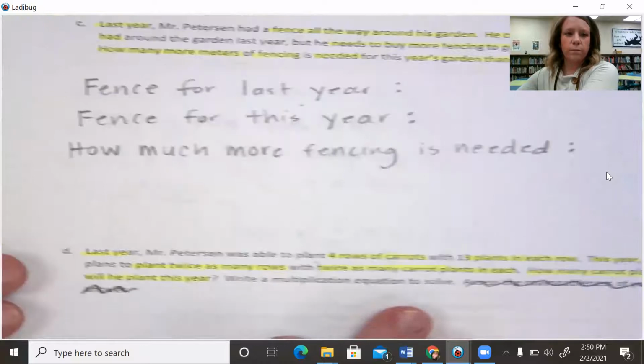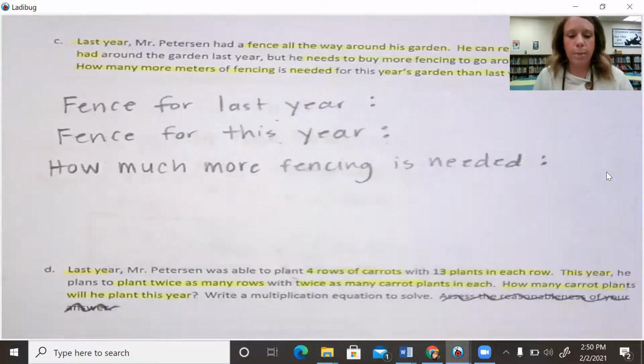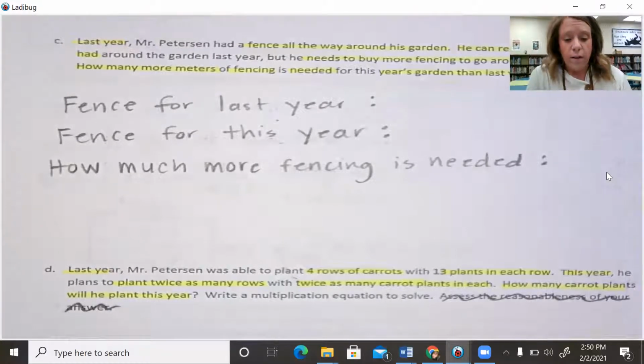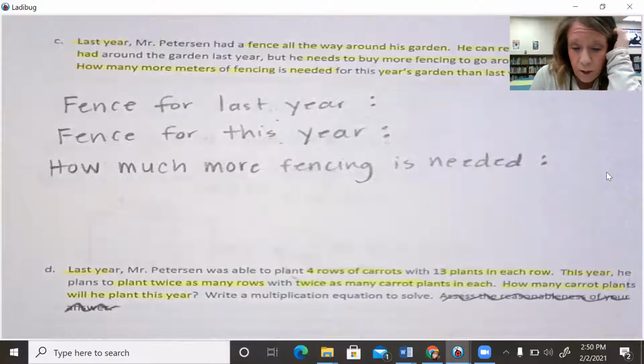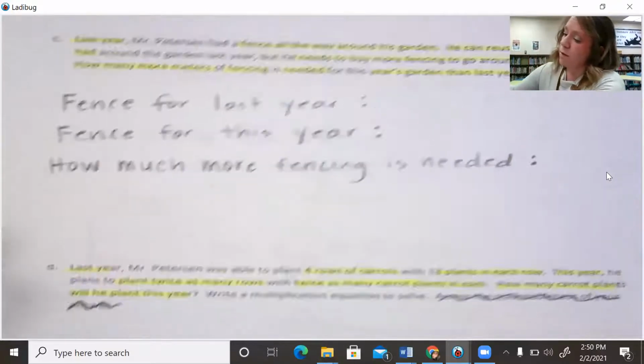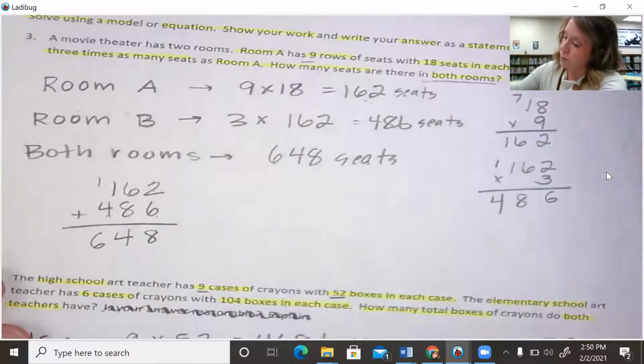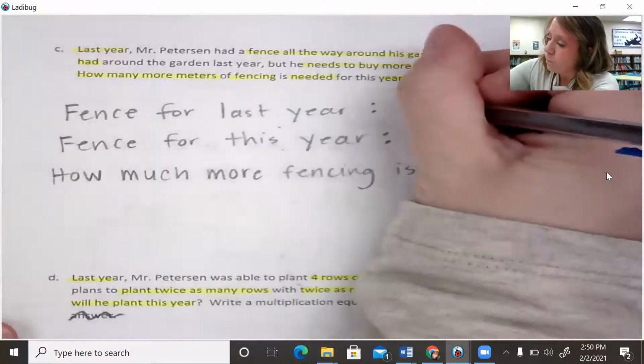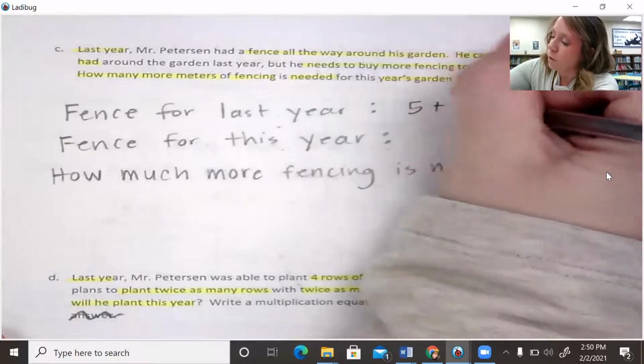More questions about the garden. Last year, Mr. Peterson had a fence all the way around his garden. He can reuse the fence he had around the garden last year, but he needs to buy more fencing to go around this year's garden. How many more meters of fencing does he need? So last year, the fence was 5 meters wide and 4 meters long.